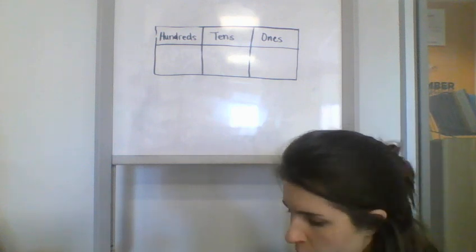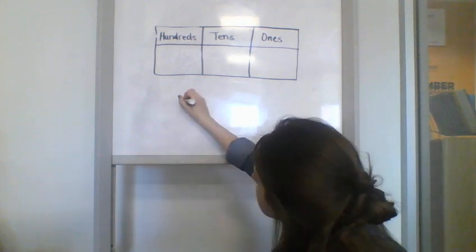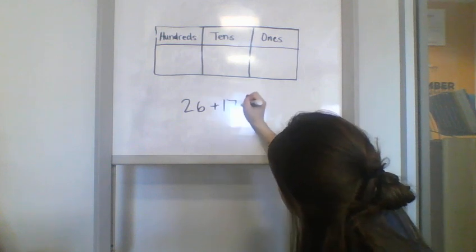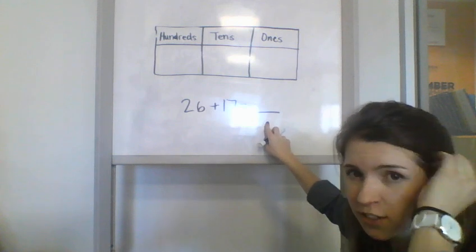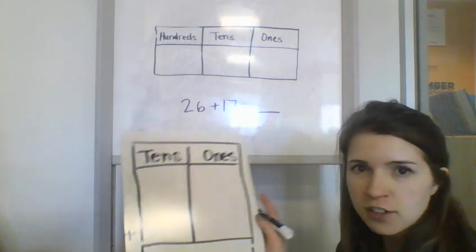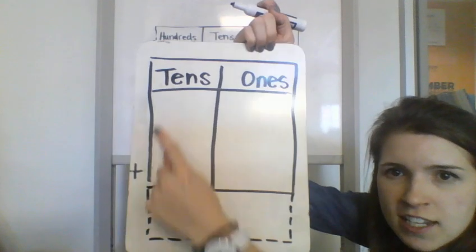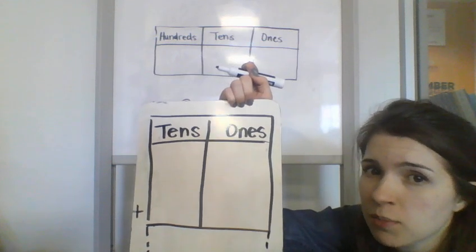So first, the first problem I want to go over with you is 26 plus 17. So we need to figure out the sum of this answer. I made a chart that I'm going to use to help set it up. You can see that this chart has tens and ones. So I'm going to write those numbers underneath the correct place value.